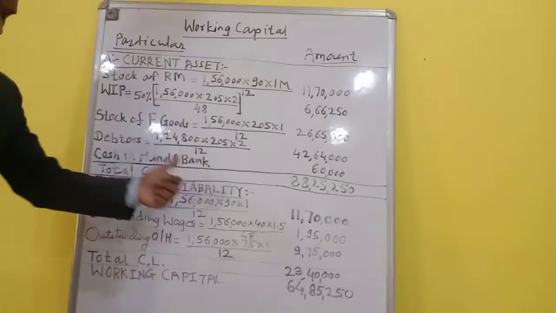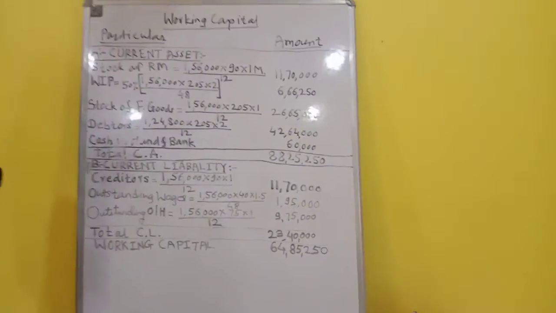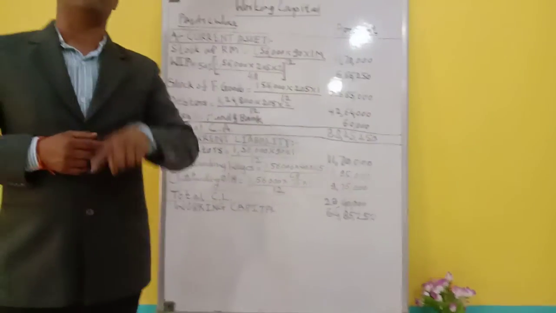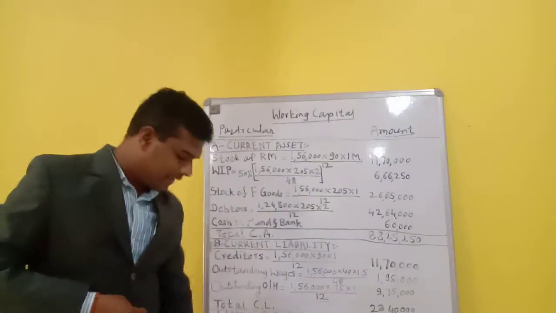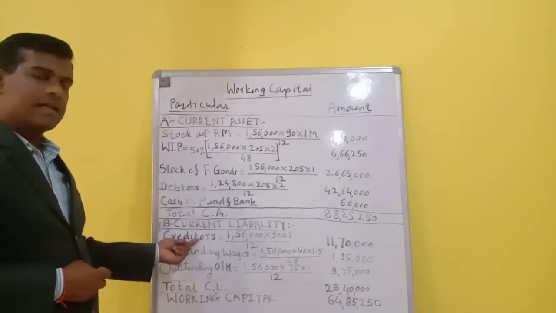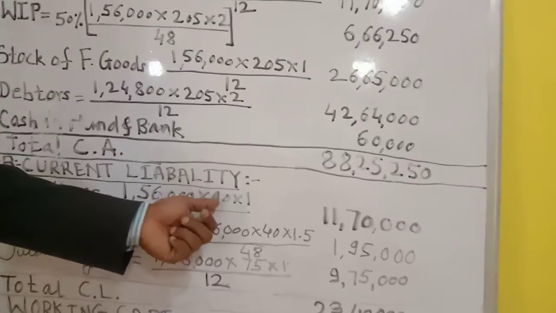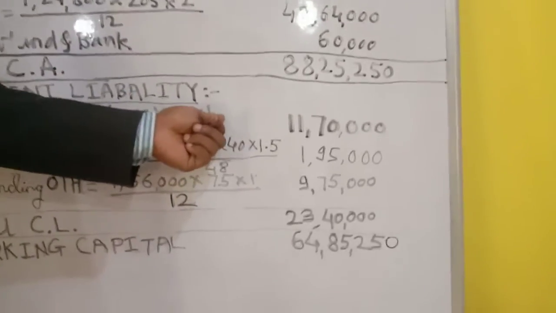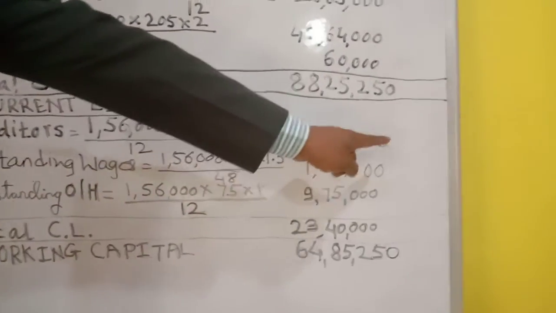Now we will go on calculating the total current liabilities. In current liability, the first element was element number 4, that is credit allowed by suppliers 1 month. So suppliers are nothing but the ones who are giving you the raw material. So the base for charging creditors is raw material price, and the period is 1 month. So the calculation goes: creditors equals 1,56,000 units multiplied by cost of raw material, that is 90 rupees per unit, multiplied by 1 month divided by 12 months. So the final figure is 11,70,000 rupees.